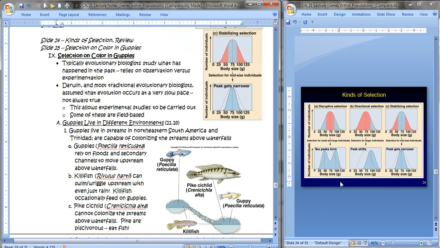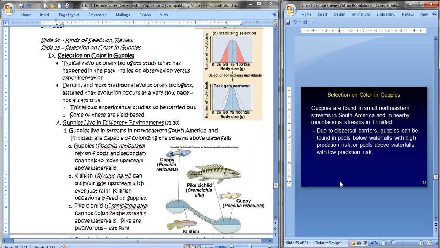And next, what we're going to look at is a specific example of selection. This is in the color of guppies. Guppies, how exciting, right? Well, typically evolutionary biologists will study what's happened in the past. We rely on observation versus experimentation.